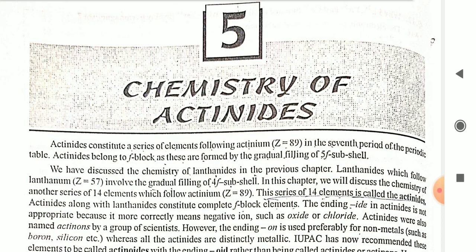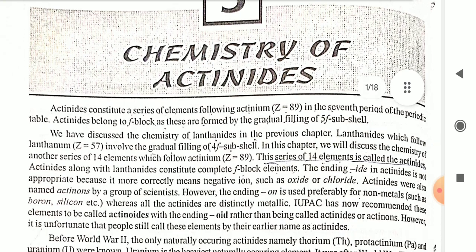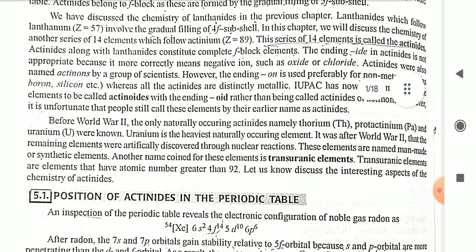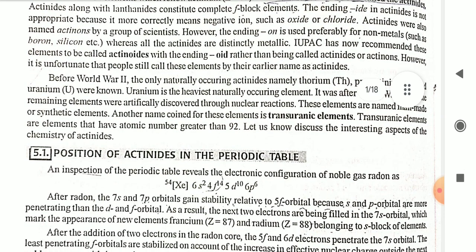Actinides were also named as actinones by a group of scientists. However, the ending "one" is used preferably for non-metals such as boron and silicon, whereas all the actinides are distinctly metallic. IUPAC has now recommended these elements to be called actinoids, with the ending "oid", rather than actinide or actinone. However, it is unfortunate that people still call these elements by their earlier name, actinides.